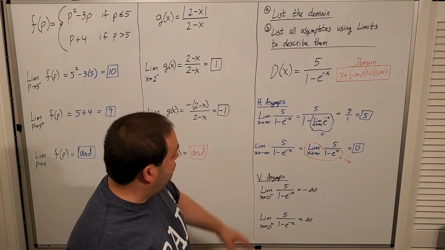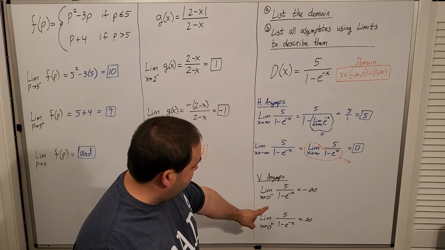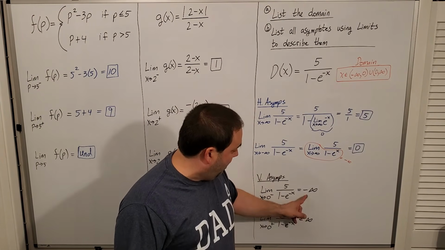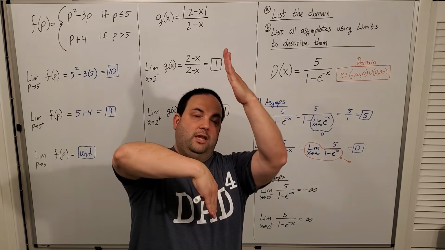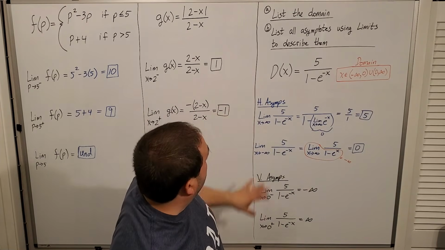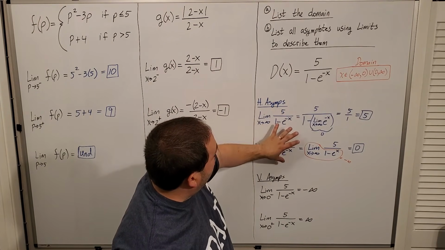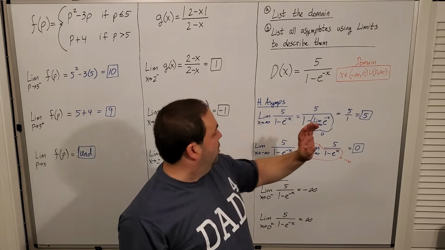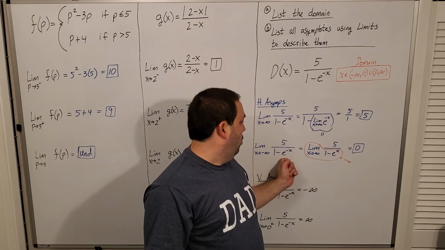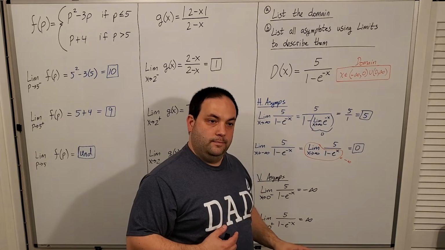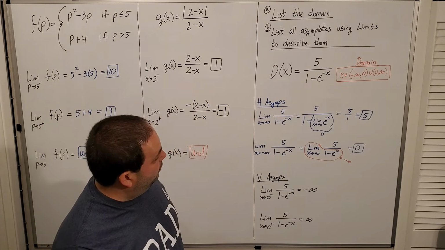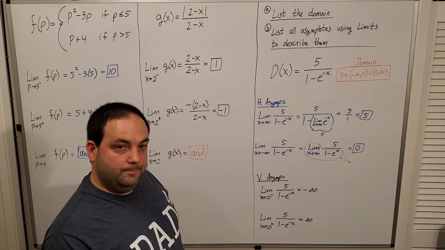So I've actually described a single vertical asymptote here, but it's a split one, right? I've got one side going down, I've got one side going up. And then I also have described two different horizontal asymptotes, one on the right-hand side and one on the left-hand side. And that actually gives you a pretty good overview of what the shape of the graph needs to look like.